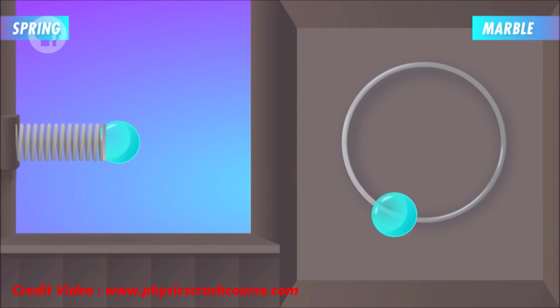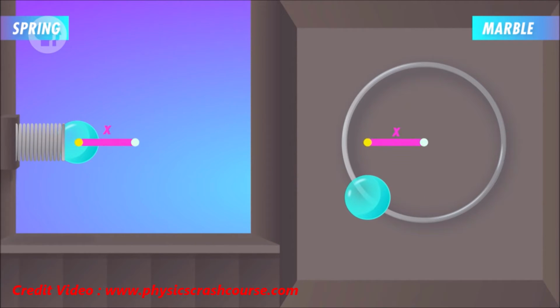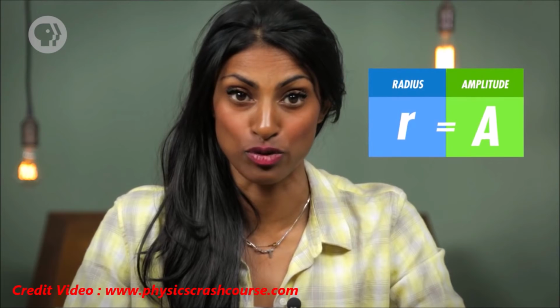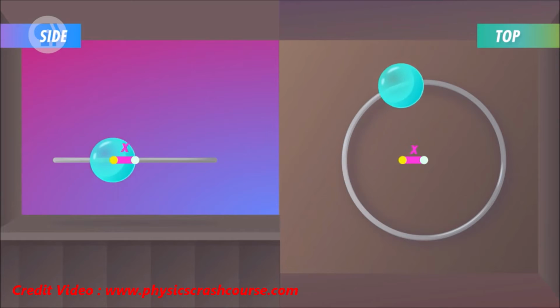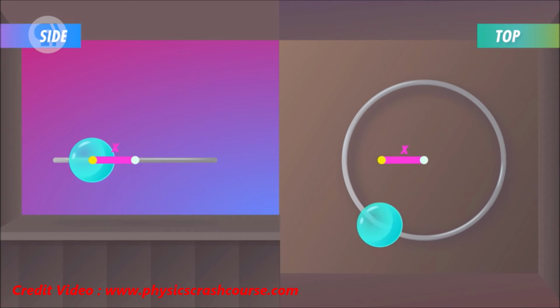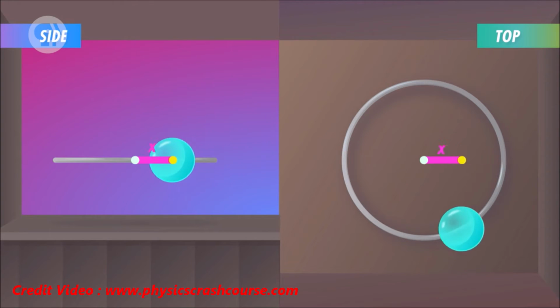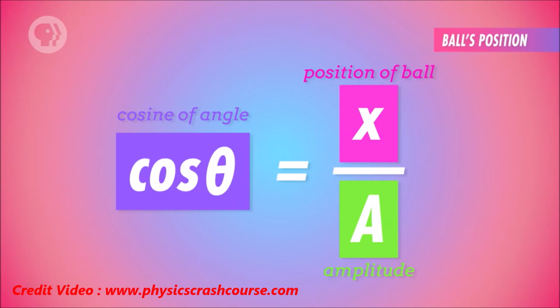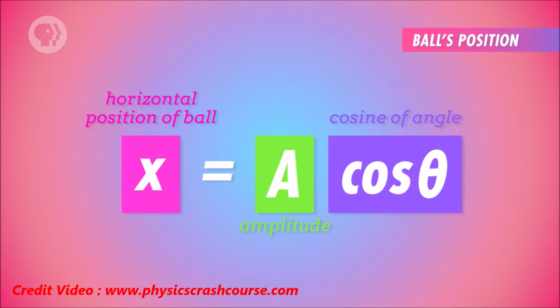At any given point along its path, the marble will be at a certain angle to the right-hand side of the ring, and the cosine of that angle will be equal to its horizontal distance from the centre of the ring divided by the ring's radius. We already know that the radius of the ring is the same as the amplitude of the ball's motion along the spring. And if you turn the ring so it looks like a line again, you can see that the marble's horizontal distance from the centre of the ring is the same as the ball's distance from the equilibrium point. So the cosine of theta is equal to the ball's position divided by its amplitude. In other words, the ball's position is equal to the amplitude times the cosine of the angle.